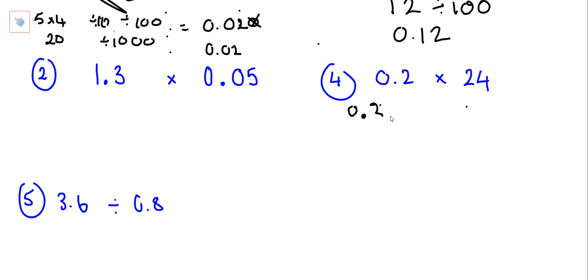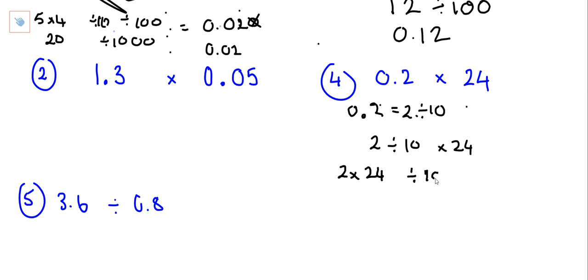So 0.2 equals 2 divided by 10. And then we've got 2 divided by 10 times 24, Abby. So we do 2 times 24, divided by 10. 2 times 24 is 48. Divided by 10 is 4.8. It's 4.8.